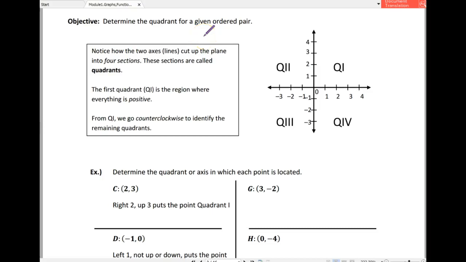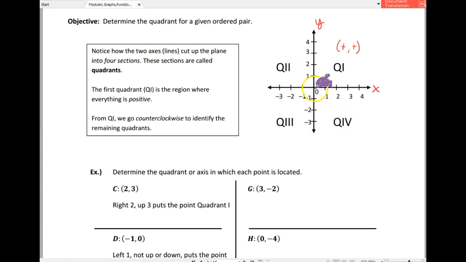In this video, we will determine the quadrant for a given ordered pair. So, just to recall, we have our Cartesian plane here, and our quadrants always start in the positive quadrant, meaning positive on the x-axis and positive on the y-axis. So all the coordinates in this plane will have a positive x value and a positive y value. So that's quadrant 1. And then from there, we rotate counterclockwise.